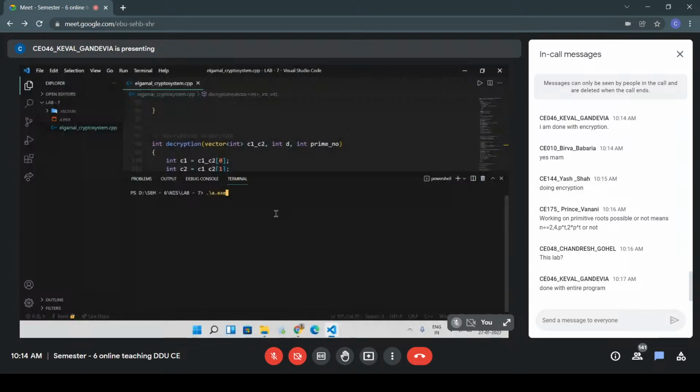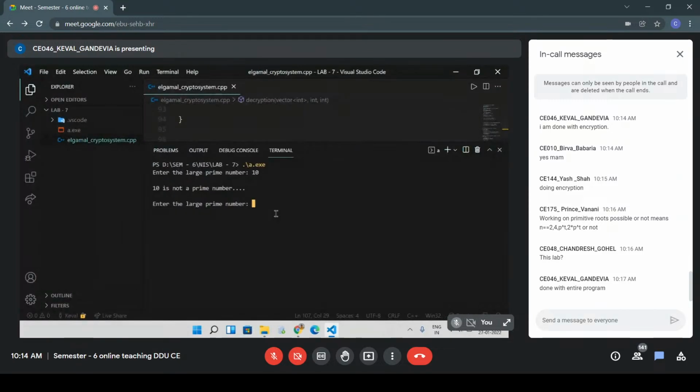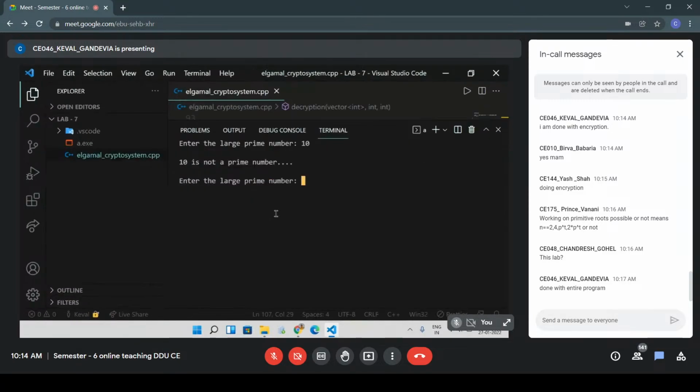Let me show you the output. First, it is asking for the prime number. So I have also checked it with the primality test using Miller-Rabin. Let's say I'm not entering the prime number. Then Keval, sorry to interrupt you. Yes, ma'am. Please, can you zoom in a little bit? Somewhat? Again, please, somewhat. Now it's visible.